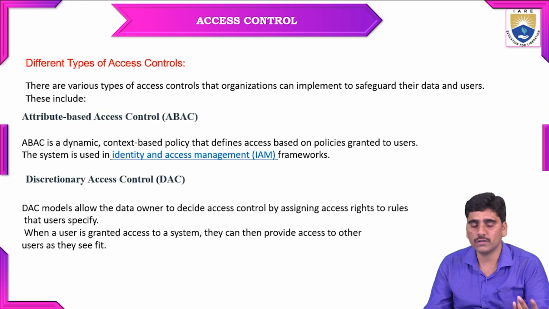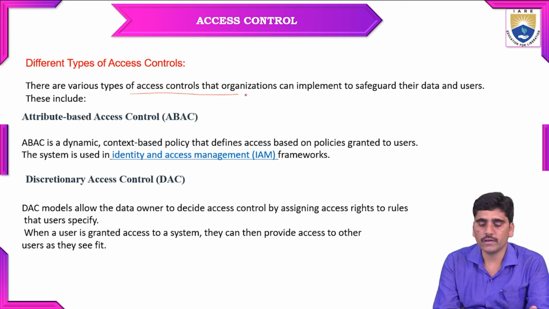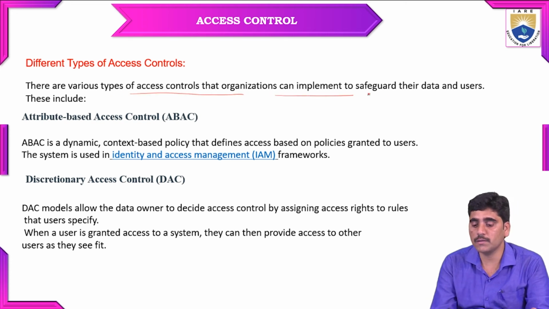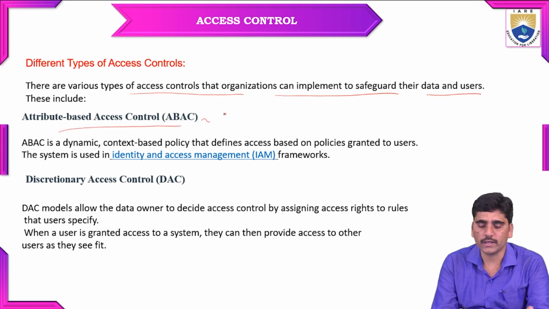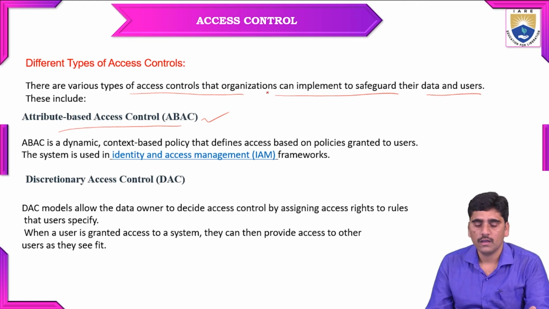The next one is the different types of access controls. There are various types of access controls that organizations can implement to safeguard their data and users. The first one is attribute based access control. In this, the person or data are nothing but attributes.